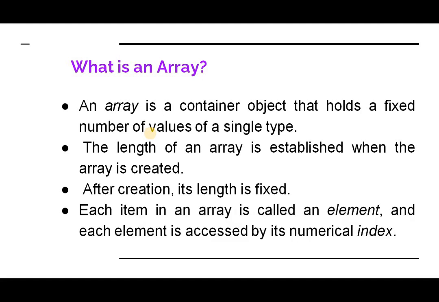Next one, each item in an array is called an element, and each element is accessed by its numerical index, whereas the index starts from 0.